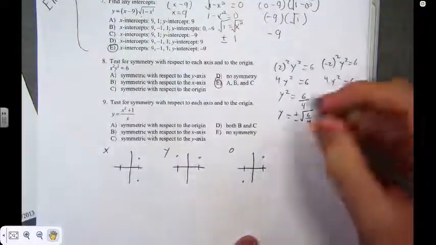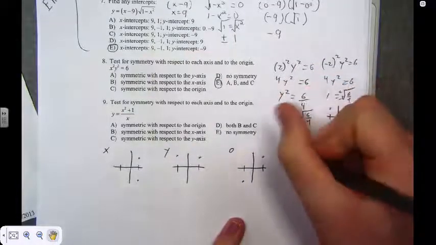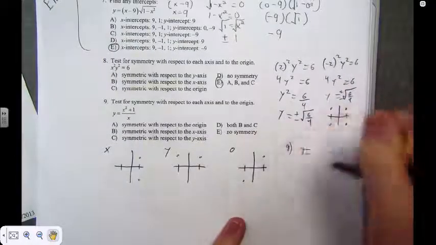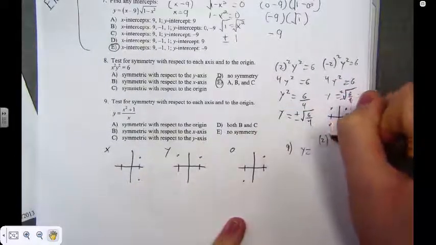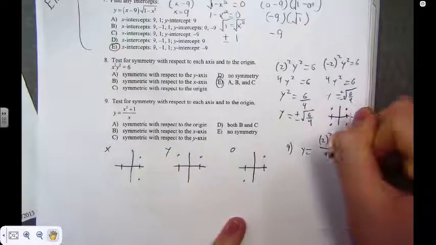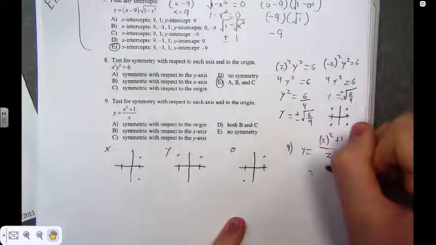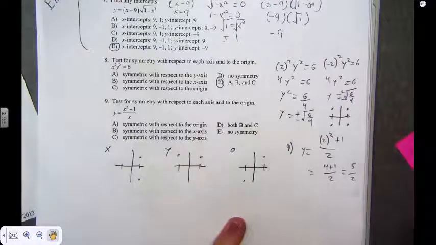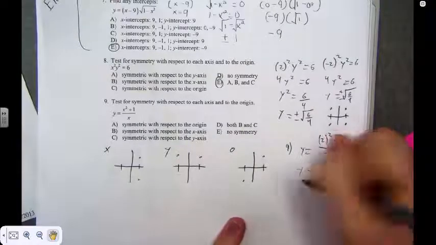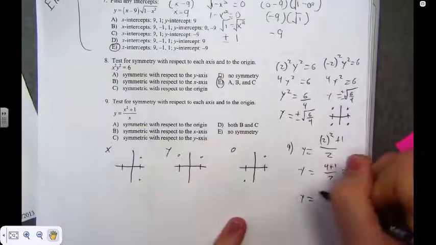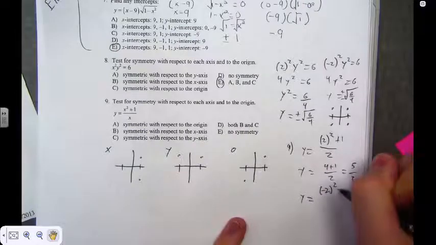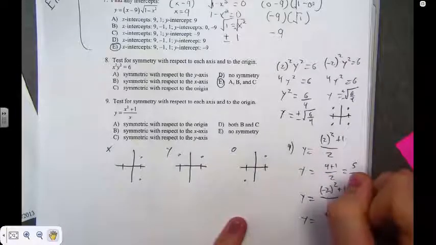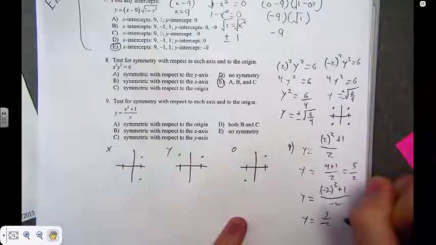So for number 9, we're going to do the exact same thing and just plug in 2 for the x. So I get 2 squared plus 1 over 2. That will become 4 plus 1 over 2, which is 5 halves. And then plug in a negative 2 for the same equation. And that equals 5 over negative 2, or negative 5 halves.